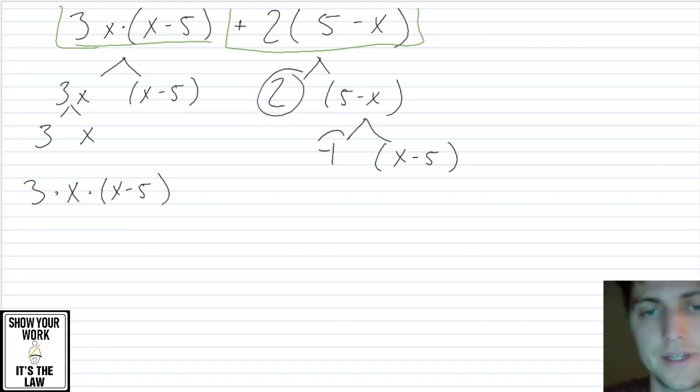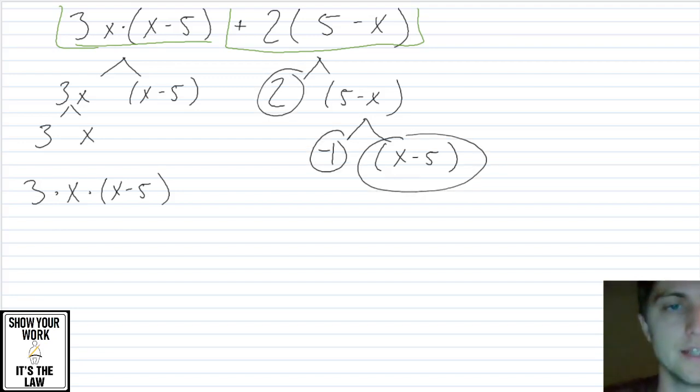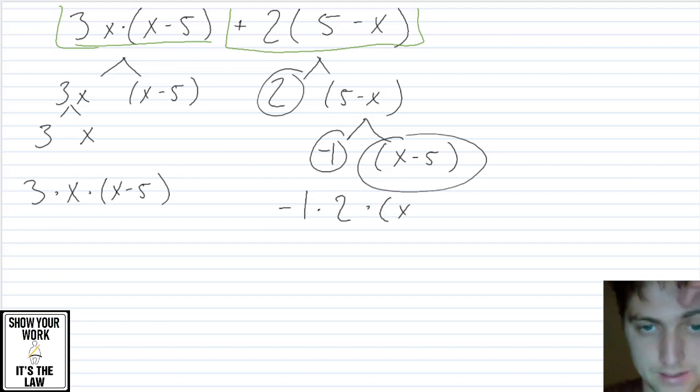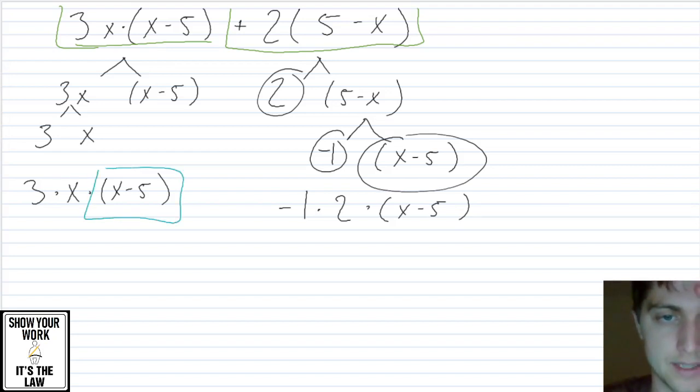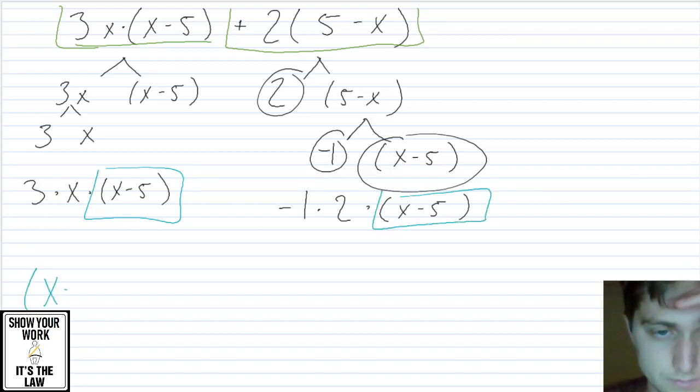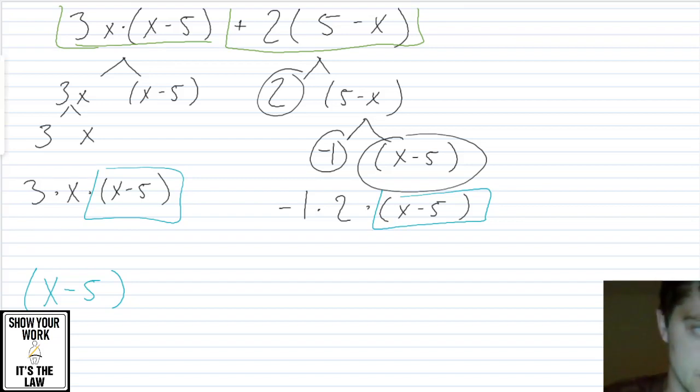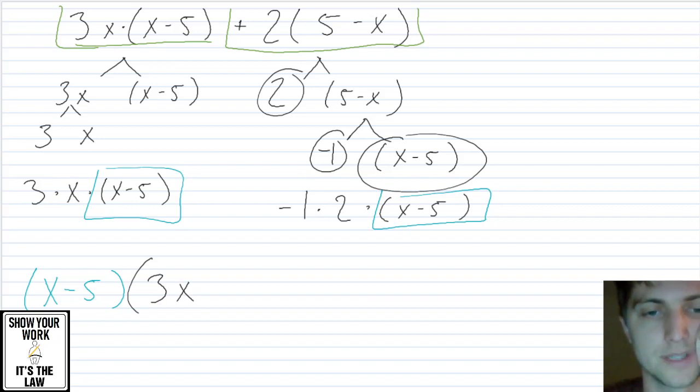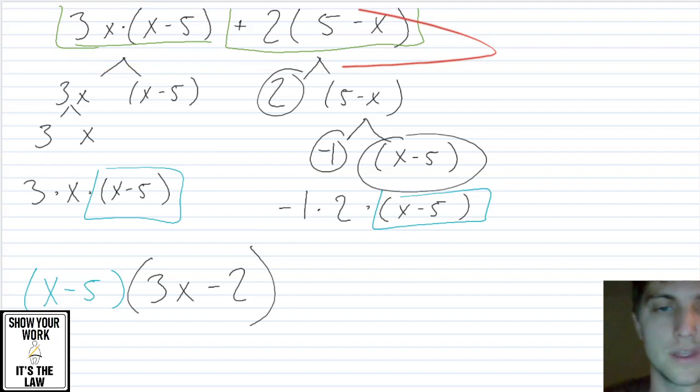Okay, so here are our three terms. So we've got -1 times 2 times x minus 5. So now with us knowing that little trick, what are the things in common? We got an x minus 5 and an x minus 5. So we'll bring that to the front. All right, and then what's left over will be our remaining polynomial. 3 times x is 3x, -1 times 2 is -2. And once again, we've turned this long thing into a simplified two polynomial phrase.